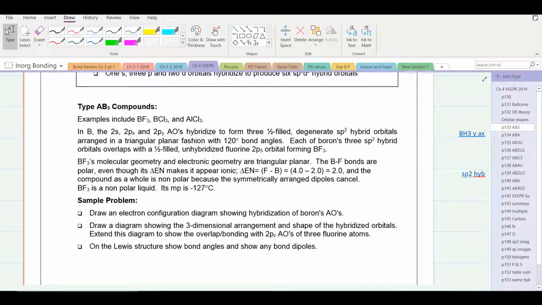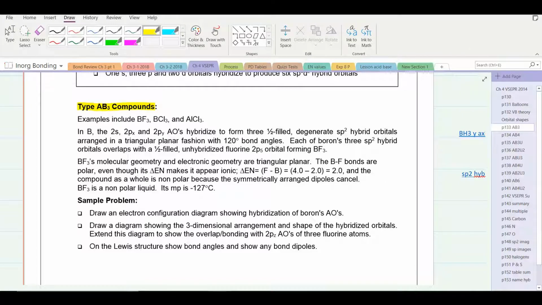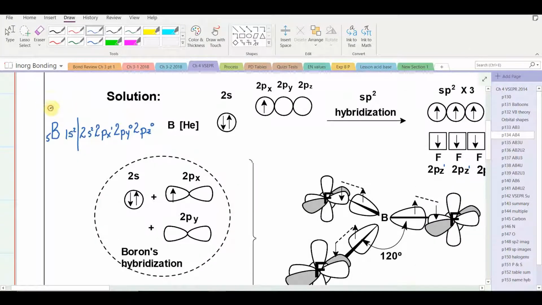So let's next consider a compound of the type AB3. An example would be BF3, BCl3, AlCl3, assuming that is in fact covalent. It's right on the verge between covalent and ionic. So boron's electron configuration is 2s2, 2px1. So I've drawn it here. 2 electrons in the 2s orbital, 1 in the 2px orbital.